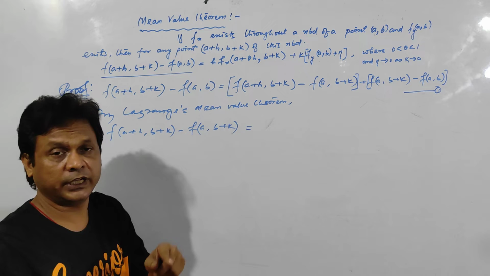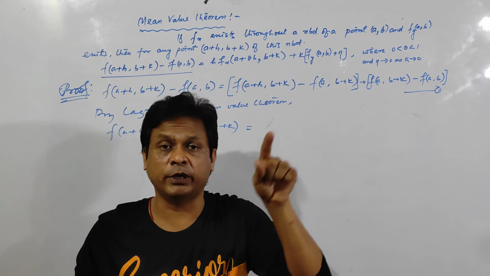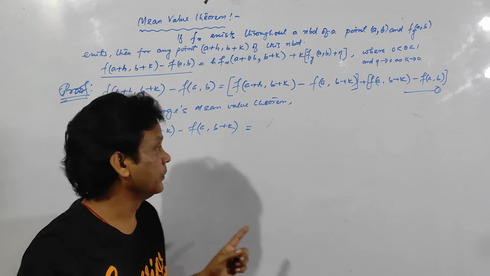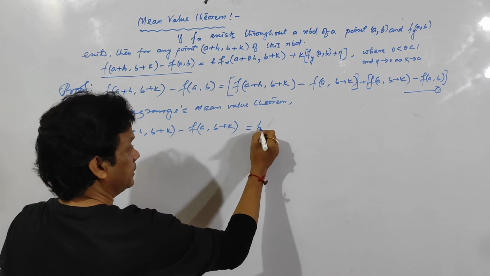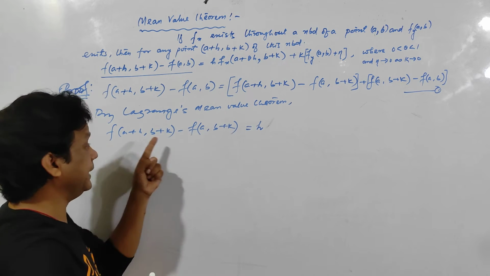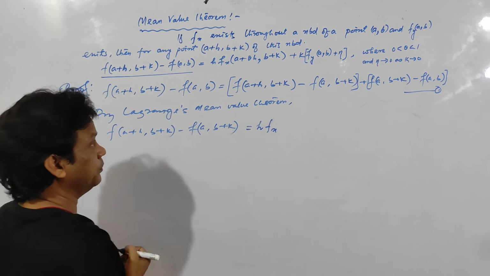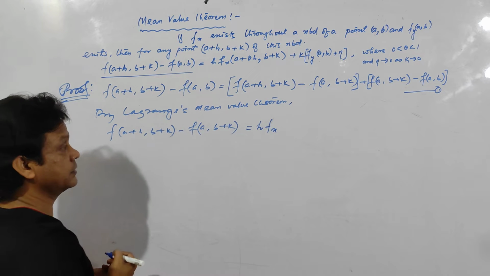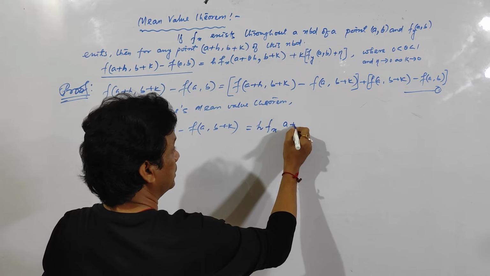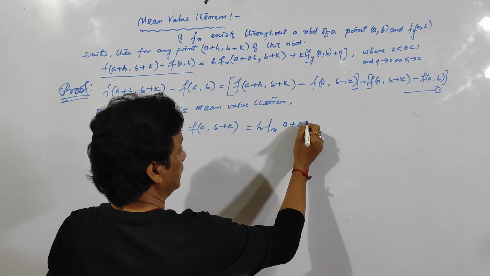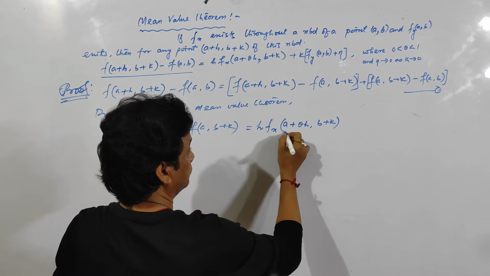I have told you f of b minus f of a is equal to (b minus a) into f dash c. Clear? So this minus this, it will be h. So h into f dash, here the x coordinate varies. So f x I can write, the derivative with respect to x. f x at a plus theta h and b plus k.